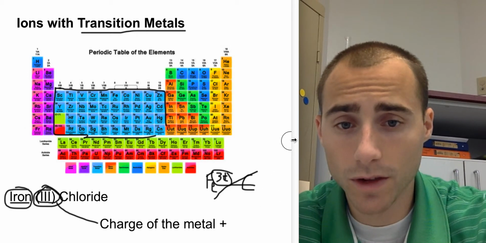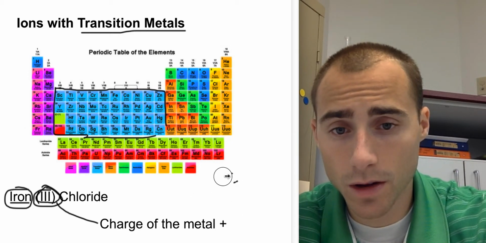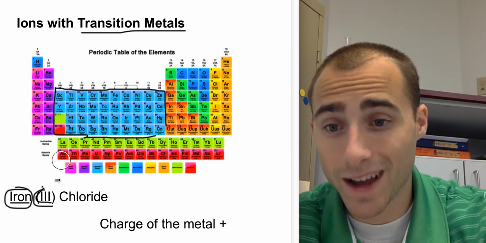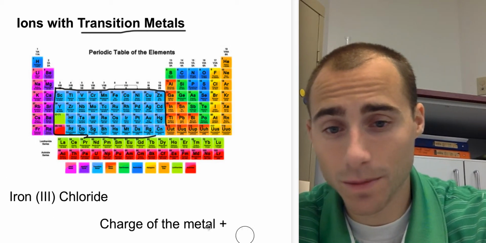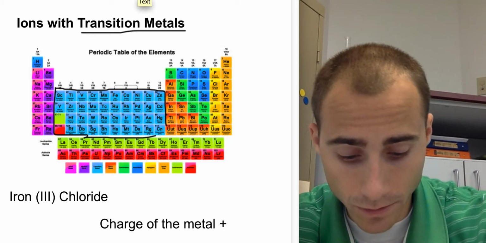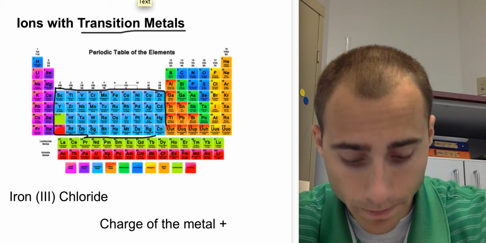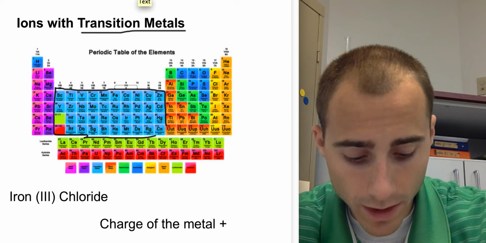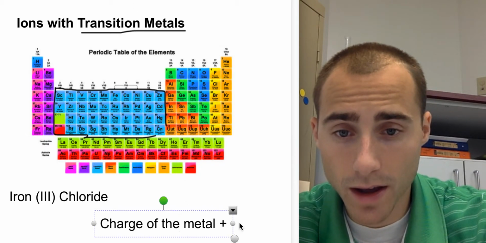I'm going to do one more example if you need another example. One more example, and then I have to go to the tardy table, because that's just awesome. So we'll do one with a polyatomic ion.